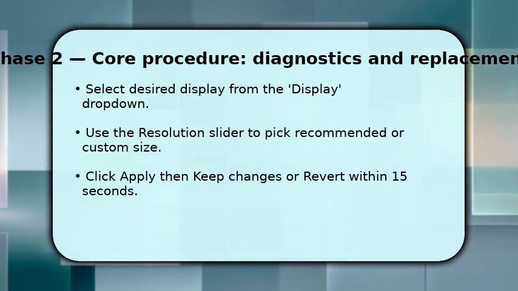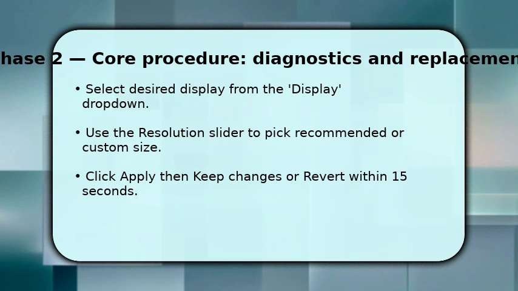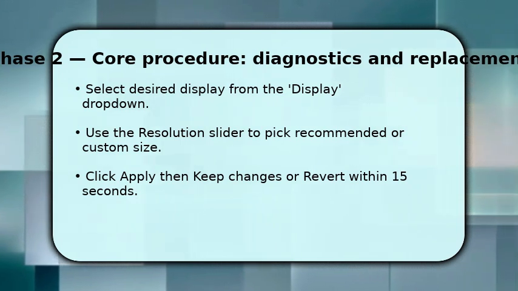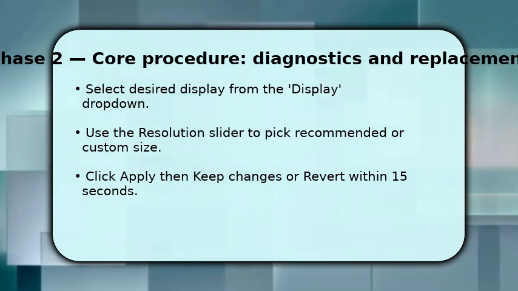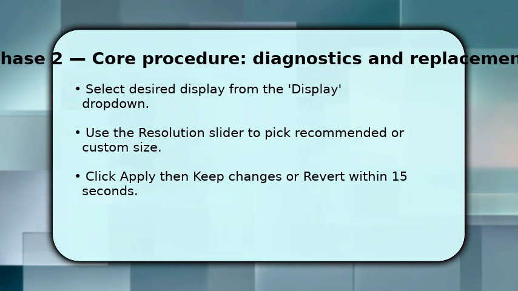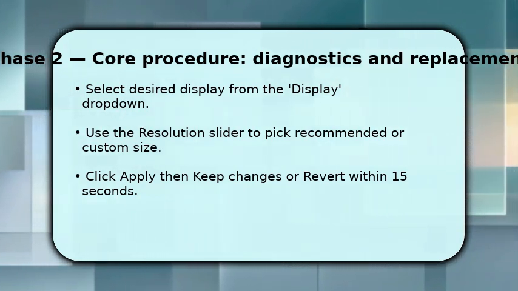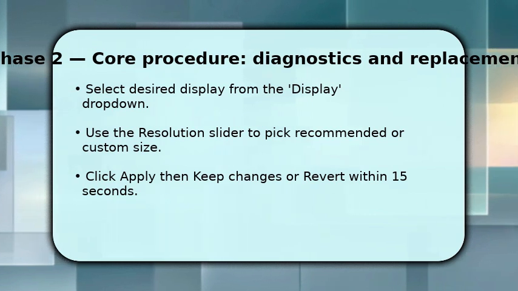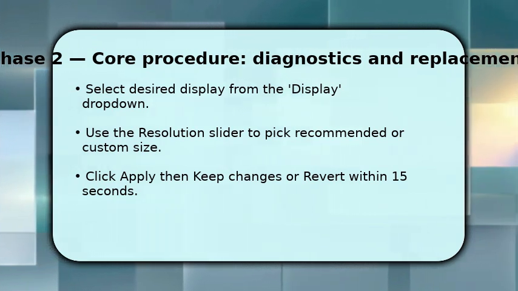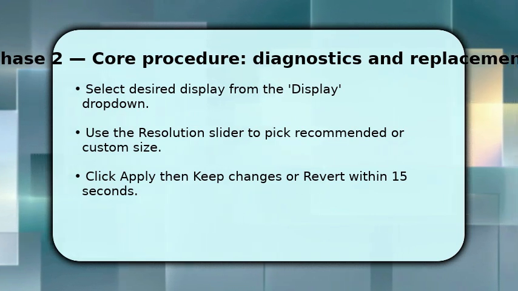From the display drop-down, pick the monitor you want to adjust, then move the resolution slider to the recommended setting or a custom size you need for applications. Click Apply to test the change. Windows will preview it for about 15 seconds. If the image looks correct, click Keep Changes, otherwise click Revert or Wait, and it will return automatically.